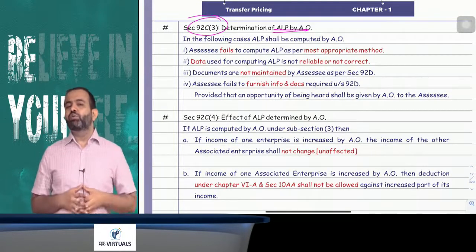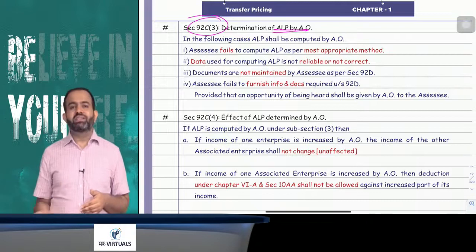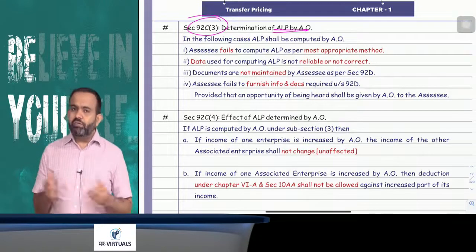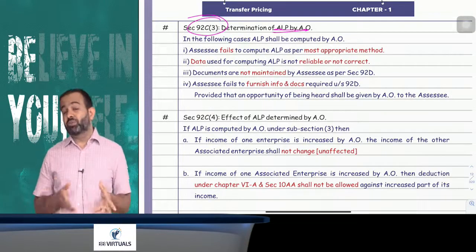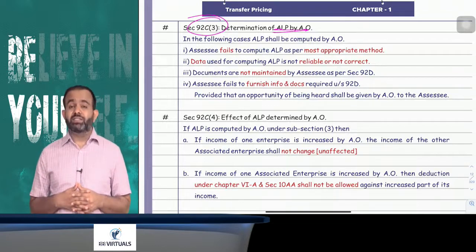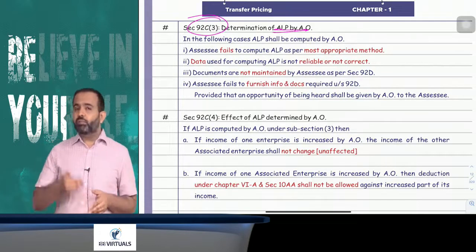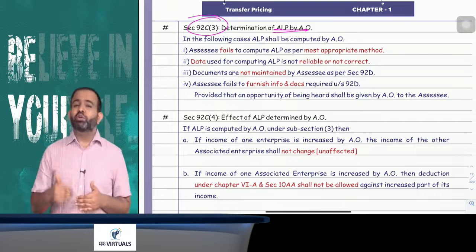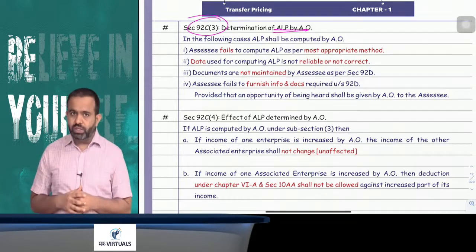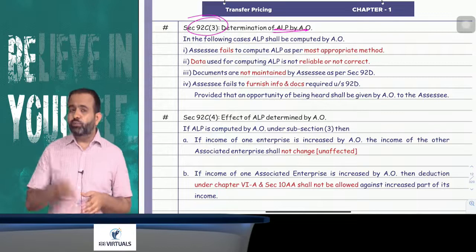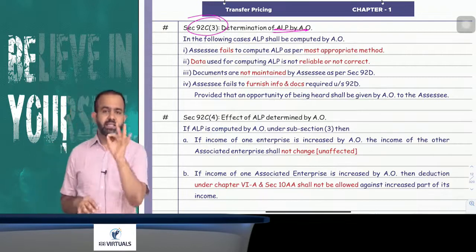Third, suppose you have not maintained any documentation, because if your international transaction is more than 1 crore, you have to maintain the TP study report. But suppose you have not maintained the TP study report. And fourth, suppose you maintained the TP study report but have not submitted it to the assessing officer or department. In these 4 cases, the assessing officer can determine your arm's length price.